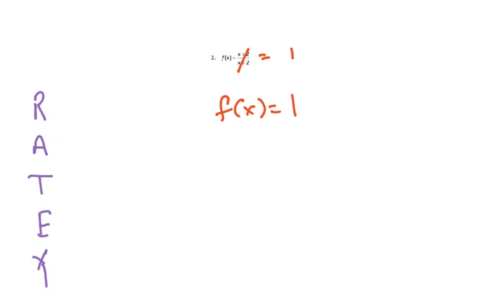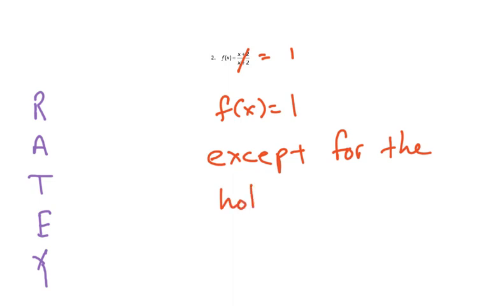So that's actually what I'm playing with, except for the hole. Whenever something cancels out, it's a hole. The hole is at x equals -2, because you can't do 0 divided by 0. So the hole is existing at -2.